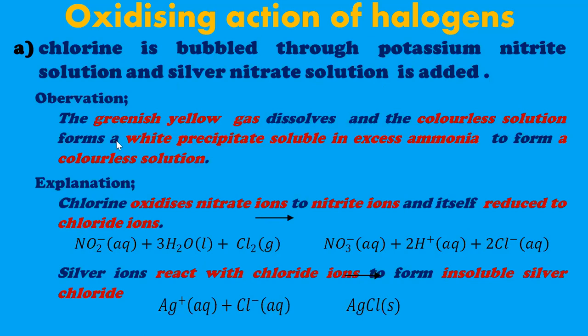So what's our observation in this case? The greenish yellow gas dissolves, that's the chlorine gas, and the colorless potassium nitrite solution forms a white precipitate. What's that white precipitate? That white precipitate is silver chloride. It's soluble in excess ammonia and forms a colorless solution. But in this case, we don't have to add this because nobody talked about excess ammonia here. Unless the excess ammonia is being talked about in the question, then that's when you emphasize it. But if it's not given, then you don't have to emphasize it.